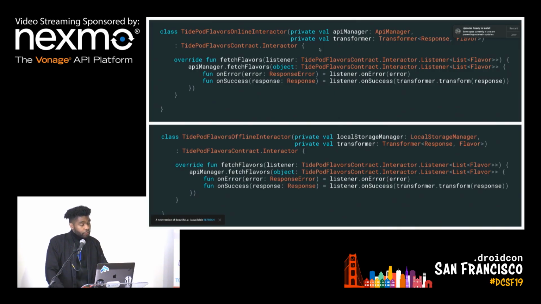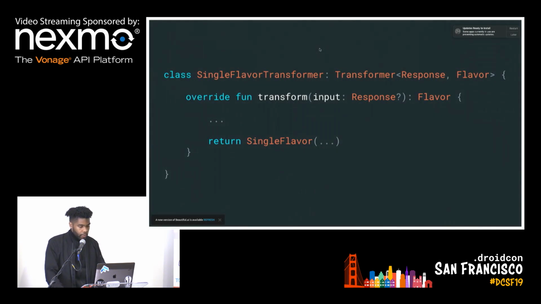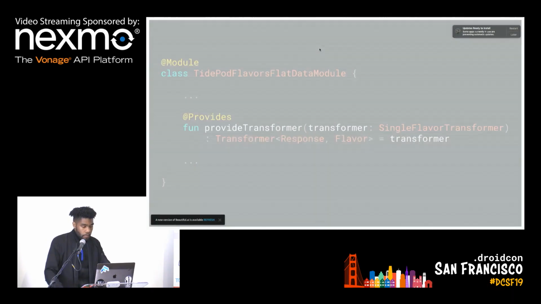So what we'll do here is we'll define a new transformer since we always want the single flavor to be shown in this case. And we'll call it single flavor transformer. And what we'll do is the same thing that we did for the flavors transformer, which is represent it with a transformer interface, response to flavors, we transform, and then we always return a single flavor in this case.